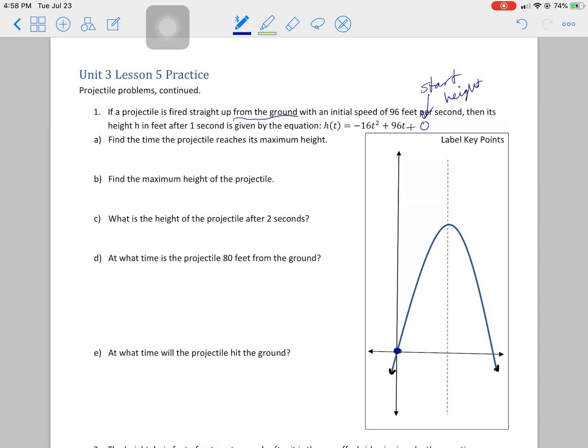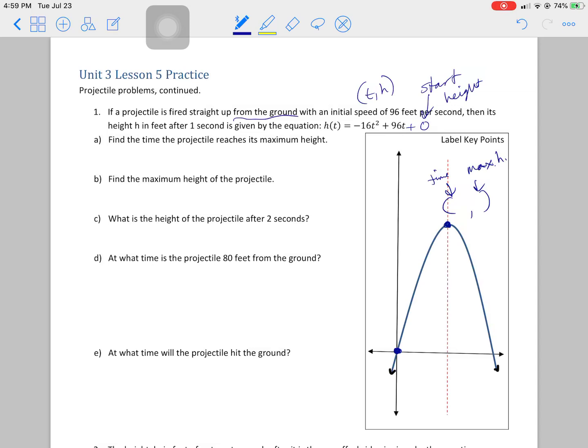And then it says find the time the projectile reached its maximum height. So we're looking for its vertex here. And this y is going to be the maximum height, okay? And the time it takes to get there is going to be there. So these are going to be time and height, okay?